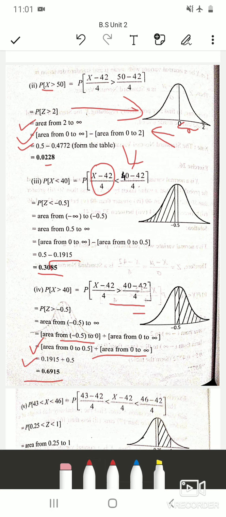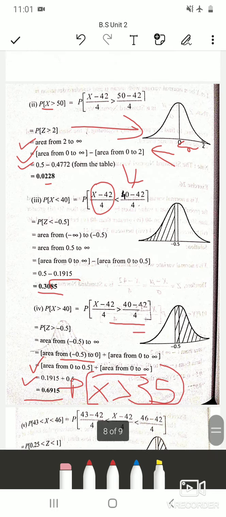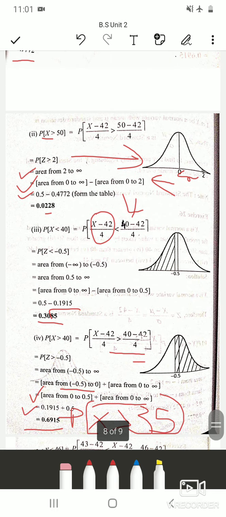The between areas we will see in the next class. You try to find the probability of x taking values greater than 35 and less than 35. So that's it for today's class. In the next class we'll continue with the problems, that is the remaining 3 sub questions, and then we will see general problems of normal distribution.